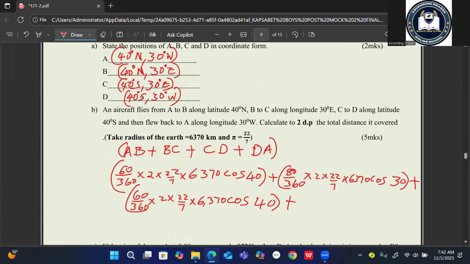D is 40 degrees south and 30 degrees west. A is 40 degrees north, 30 degrees west. So this means that they are sharing the same longitude, that is 30 degrees west, 30 degrees west. So the difference in latitude will be 40 plus 40, which will give us 80. So it will be 80 out of 360 times 22 out of 7 times 2 times 6370, cos 30.